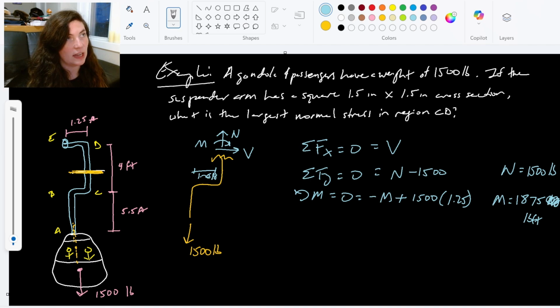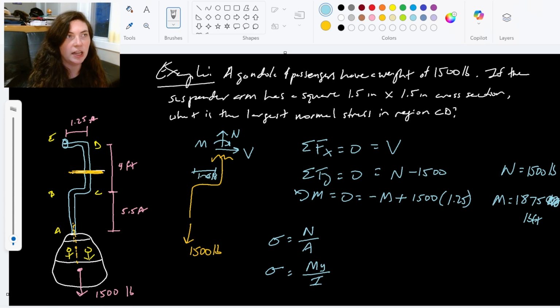Now I just need to decide, where is that largest normal stress going to be? What is the largest stress caused by each of these? So we know a normal force causes an axial normal stress of N over A. And a bending moment causes a normal stress of My over I, or Mc over I. You might see it either way.